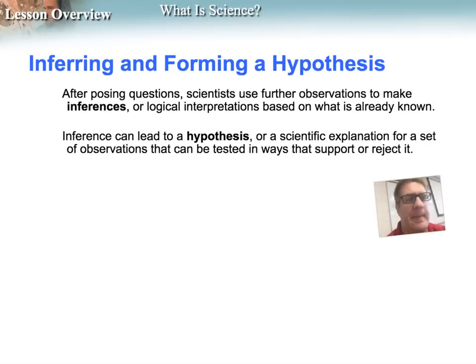All right, so for this, we're going to start with a hypothesis. Once you get some observations and you have some questions, we're going to make some inferences or interpretations based on that knowledge, and it's going to lead us to a hypothesis. The definition there is a scientific explanation for a set of observations, and the key is the testability of it, and it will either reject or support.